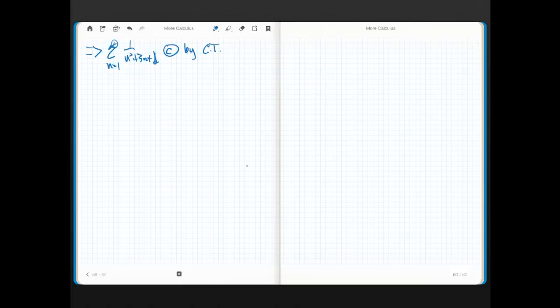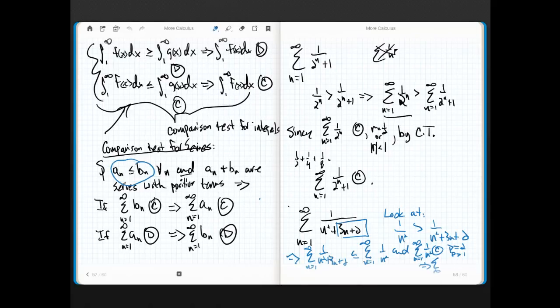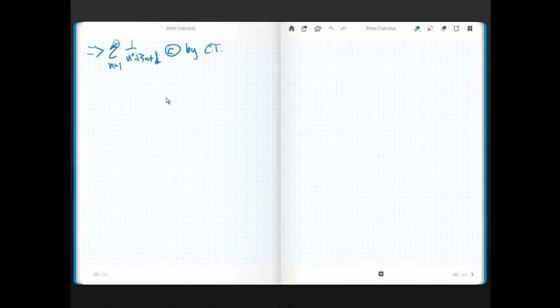Works the exact same way as the comparison test for integrals works. That's the coolest part. Now, the most important thing is that we meet the assumptions, and the assumptions are that we always have positive terms. Now, I always have students who are like, wait, Ripley, what if I don't have positive terms? Well, let me show you something real quick.